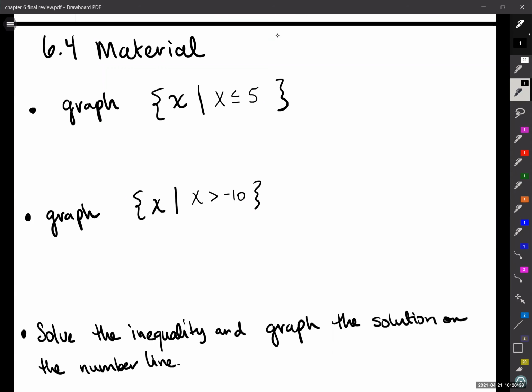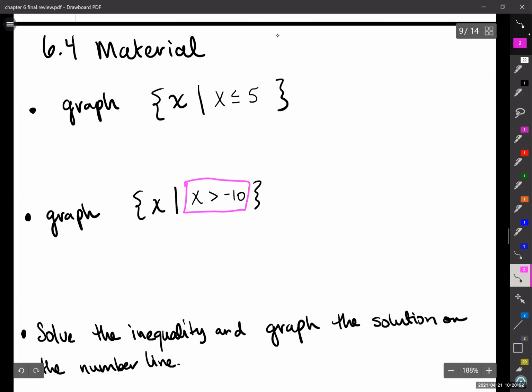As a reminder for inequalities, remember that the tinier part of the angle is pointing to the smaller number. The larger point of the angle is pointing to the larger number. So because of that, I know I can read this as x is smaller than or equal to 5. Think about how you'd say this one. X is greater than -10.